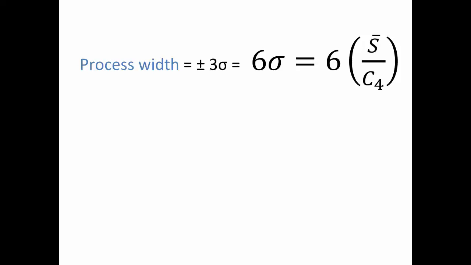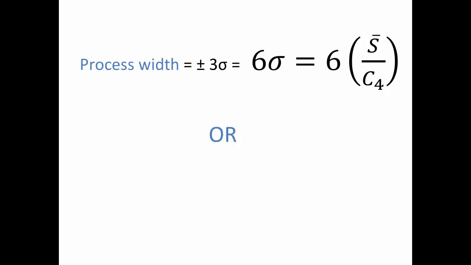Now that we've figured out a formula for the population standard deviation, I can begin to calculate my process width. My process width is going to be plus or minus 3 standard deviations of the population. That's simply by definition. Similar to the control chart being plus or minus 3 standard deviations of the subgroups, process width is also equal to 6 total standard deviations. Because I've calculated my standard deviation of the population as S bar divided by C4, I now have a formula that tells me what my process width is: 6 times S bar divided by C4.